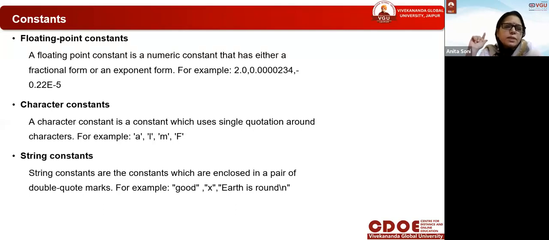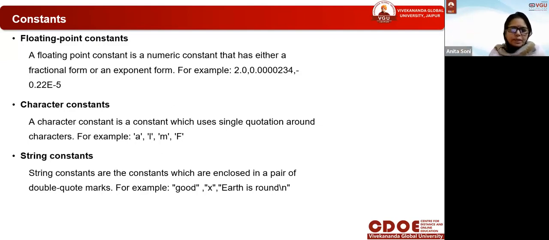Char takes only a single character, always enclosed in single quotes. So this is the difference between string and char. In a string, it is always enclosed in double quotes. Char is always enclosed in single quotes.